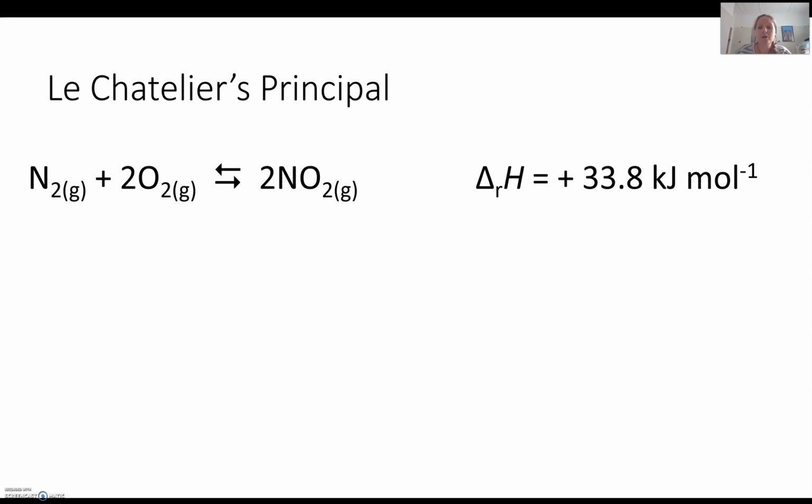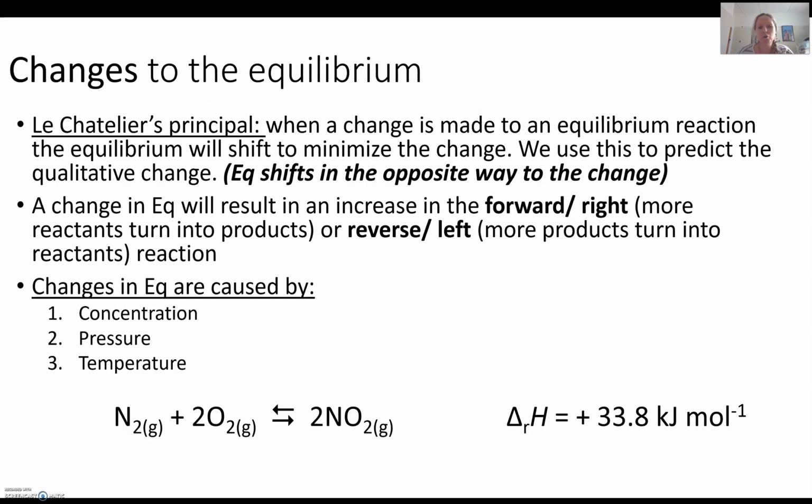I always tell kids when they're learning this stuff, whatever the change is, immediately say the direct opposite and then explain the change. It always makes things easier. Okay, so we're going to talk about what can be changed and how it can be changed. As I've already said, it moves in a way to oppose the change. That's what the equilibrium does. That's what the principle states, okay?